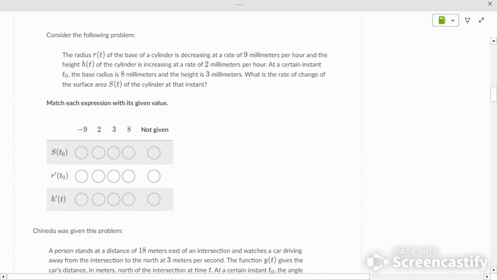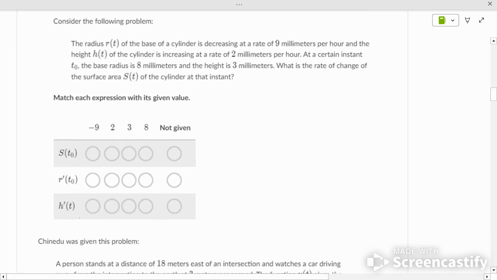Okay. So you'll have a section of problems like this. The radius of the base of a cylinder is decreasing at a rate of 9 millimeters per hour, and the height of the cylinder is increasing at a rate of 2 millimeters per hour. At a certain instant, time equals 0, the base radius is 8 millimeters and the height is 3 millimeters. What is the rate of change of surface area? We're actually going to solve that at the end, but right now when you have these problems, you're just going to figure out what means what.